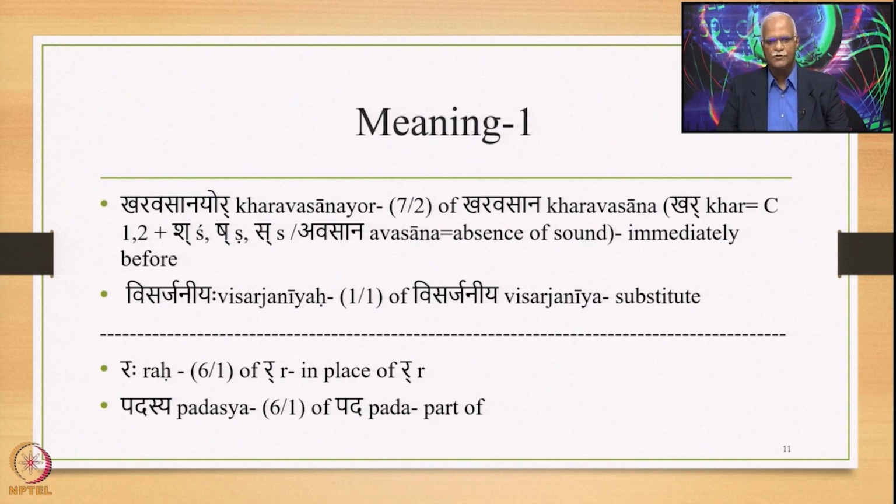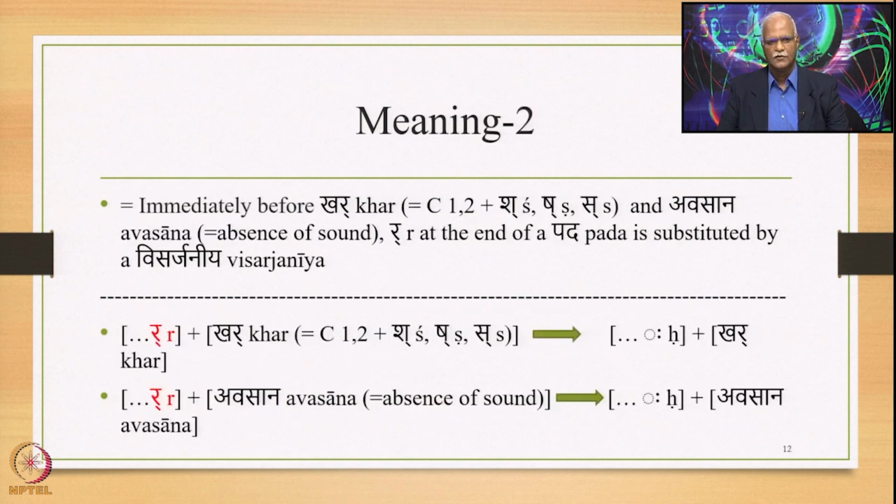The padas continued from the previous sutras are Raha, which is 6/1 of Ra, which means in place of Ra, and Padasya, 6/1 of Pada. In this case it is part of. The overall meaning of the sutra is the following: immediately before khar and avasana, r at the end of a pada is substituted by a visarjaniya.